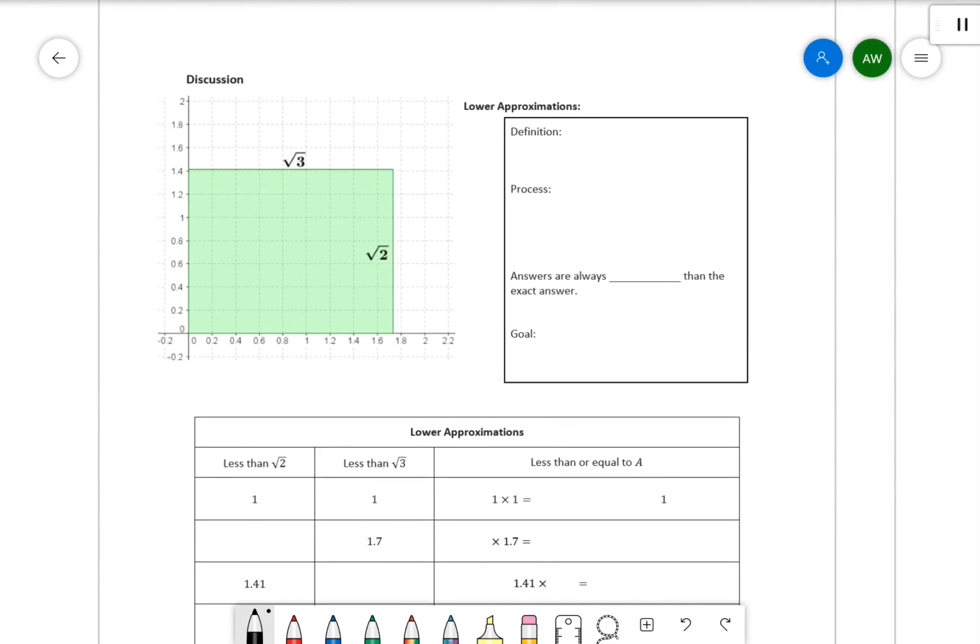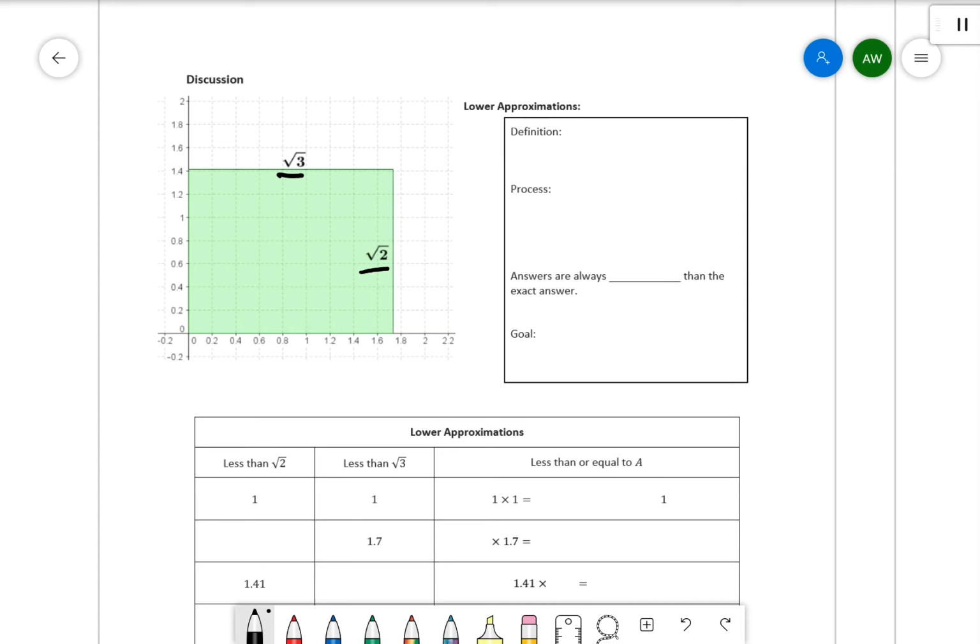All right, let's jump into a little bit of a discussion here. And this discussion is going to focus on how we can approximate the area of this box, even though both of these numbers, the square root of 3 and the square root of 2, are irrational numbers with decimals that go on forever.